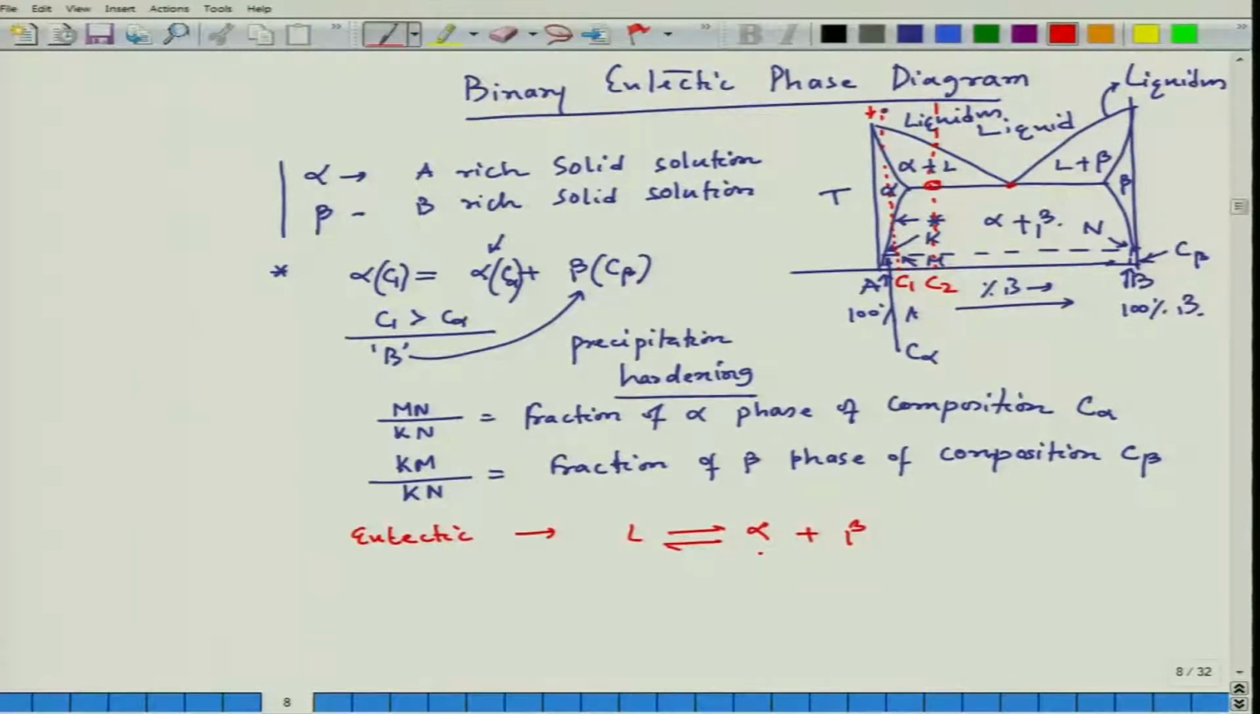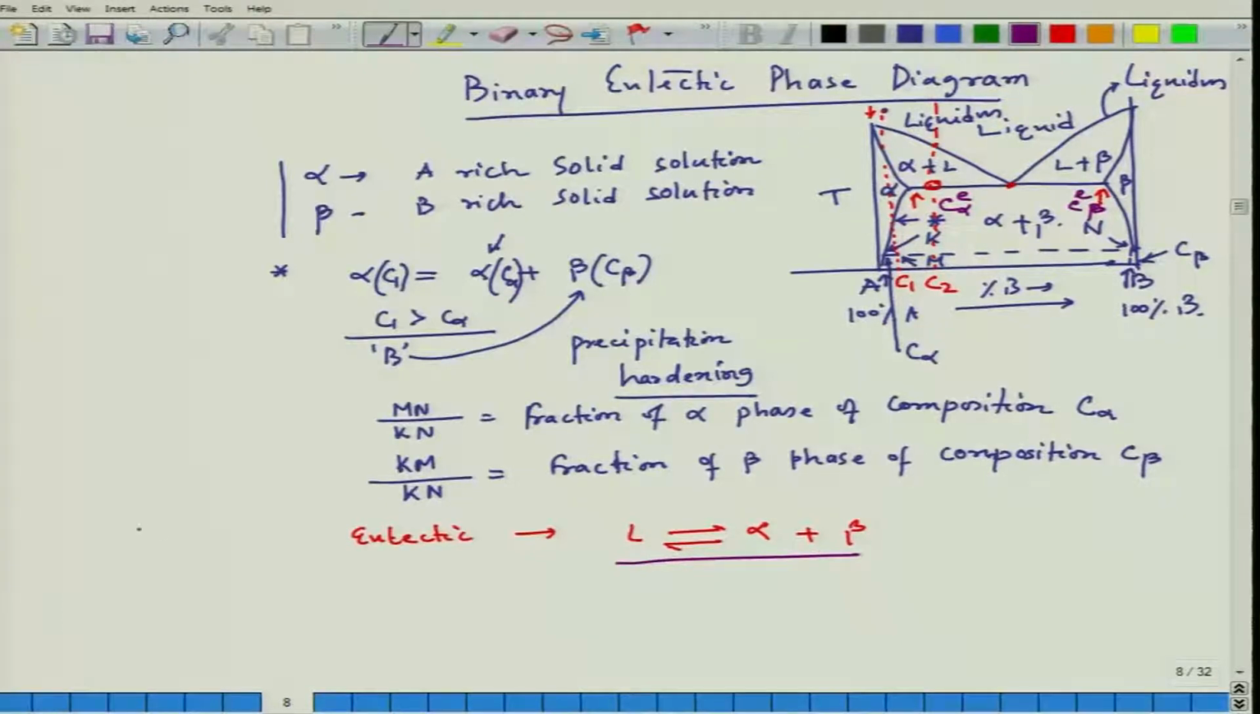and the composition, if I consider close to this point, would be this point and this point. So, let us say I put this composition here as C alpha E, and here C beta E, where E means eutectic. So, this reaction would start.